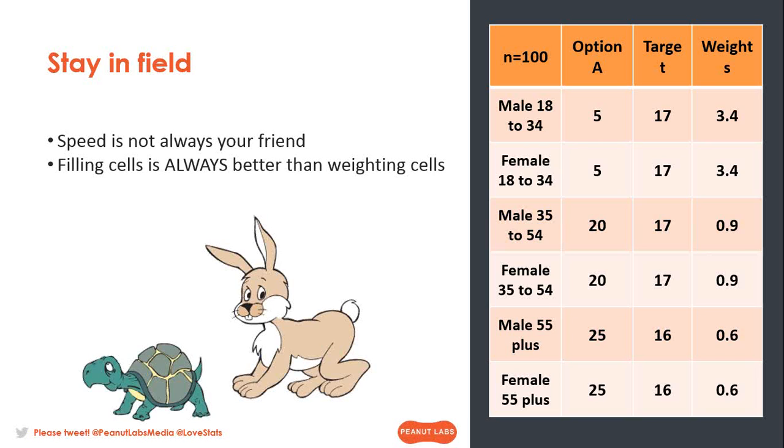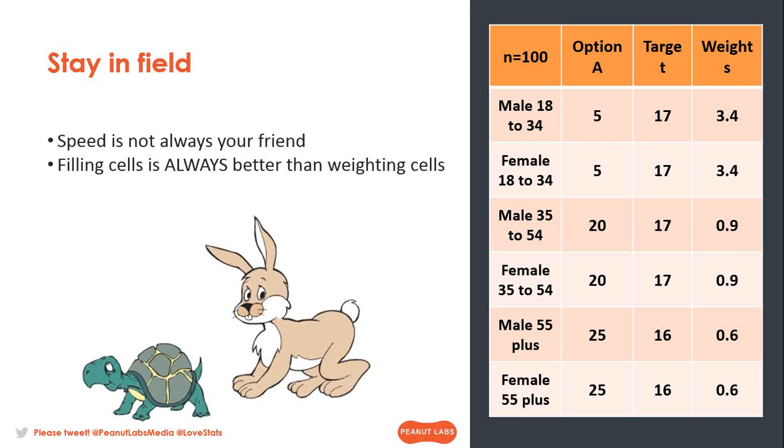sometimes, even after you've been in field for the planned amount of time, you'll find that there's a few target groups that just aren't full. Maybe you were hoping to get 17 completes from 18 to 34-year-old men, but you only got 5. We've got a couple of options here. You could simply weight those 5 people so that statistically they look like 17 people.